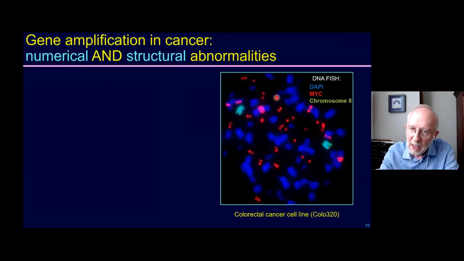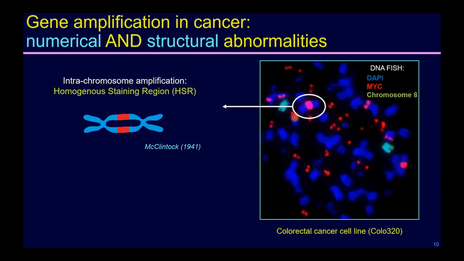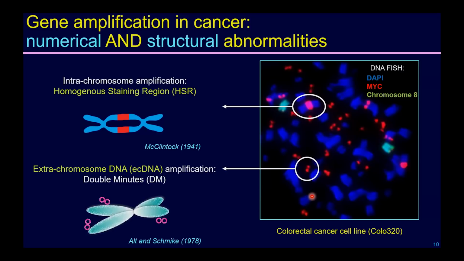And here it is. You can see in a colorectal cancer cell line two kinds of gene amplification. One is an intrachromosomal amplification called a homogeneous staining region. These regions were originally identified by Barbara McClintock 80 years ago, but they're certainly found broadly in cancer, here an amplification of the MYC gene. And you see in the same cell this intrachromosomal amplification as well as a plethora of these extrachromosomal ecDNAs, or, for the old timers, double minutes.